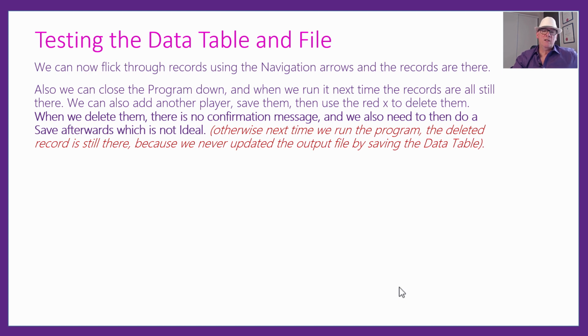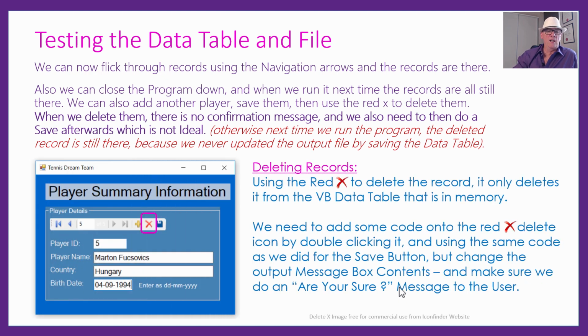Now, when you delete the record, the way it's set up originally is there's no confirmation message that the delete worked. And you also have to do that save afterwards to make sure it actually gets committed, the save. And so that's kind of a bit iffy. And we need to fix that up by adding some program code, just some extra code onto that red X delete button.